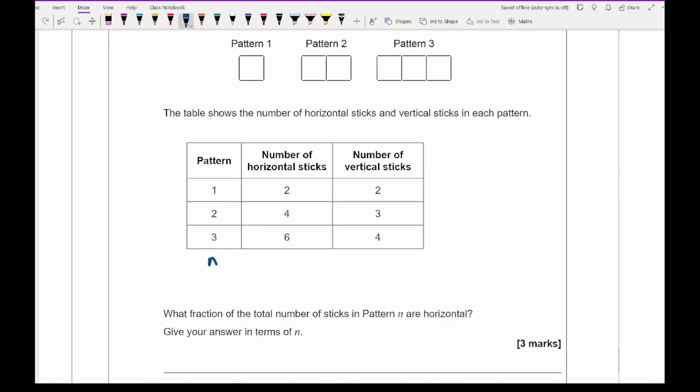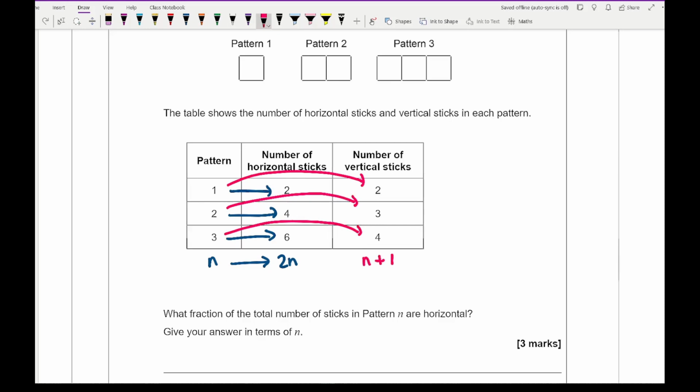So we've got N. What I'm doing is looking at a link between the pattern number and the number of horizontal sticks. And you can see hopefully that to get from this number to this number, all I need to do is multiply this number by 2. Now for the vertical sticks, to get from this number to that number, so from 1 to 2, 2 to 3, 3 to 4, I just need to add 1 to the original number.